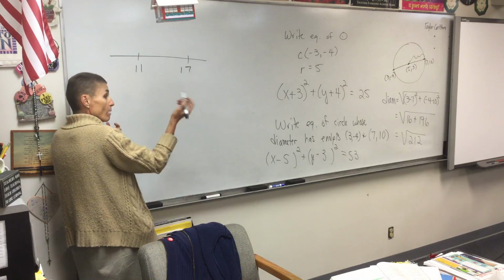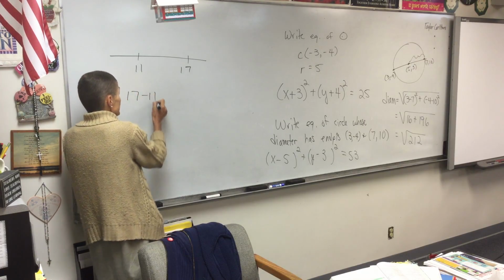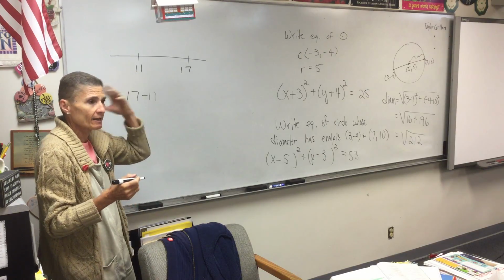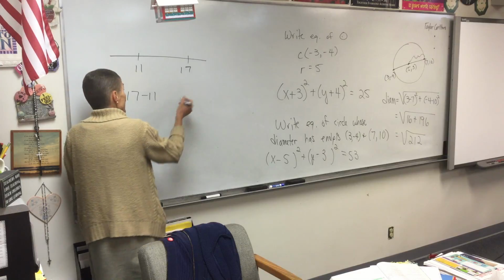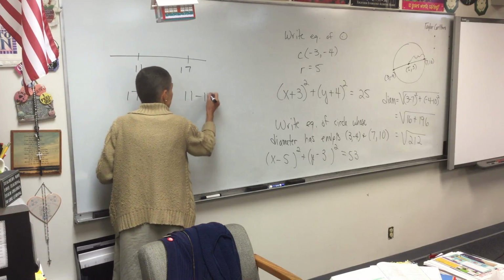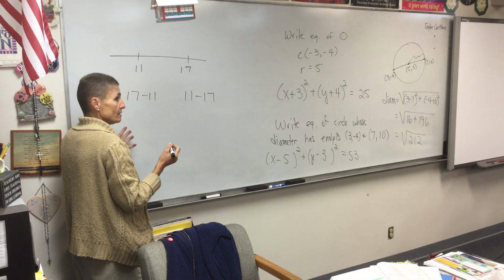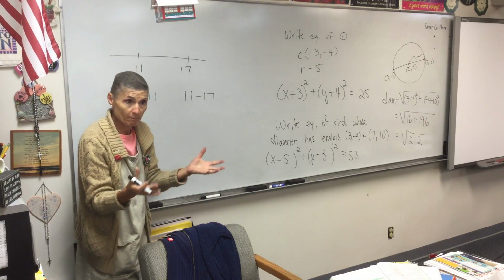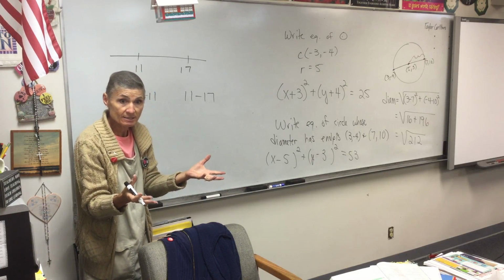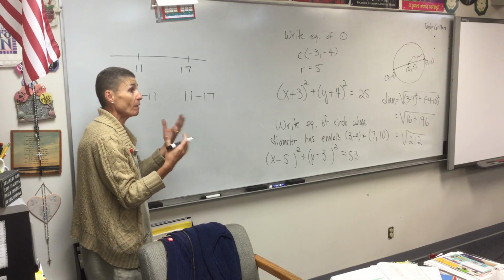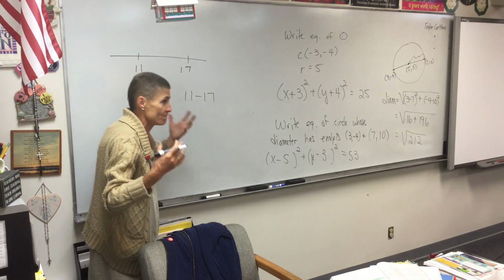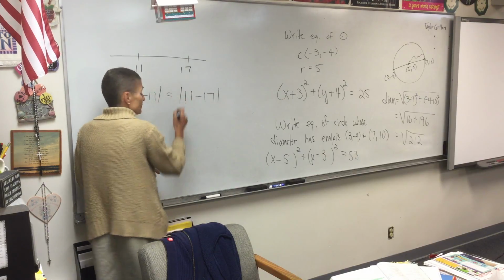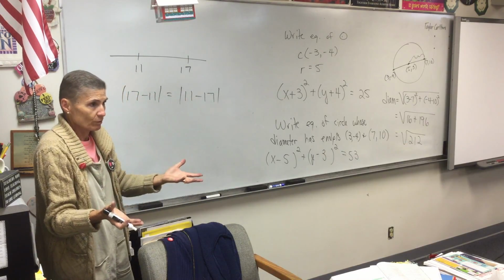Subtracting. So most of you probably did 17 minus 11. This all happened in your head. You just did it fast, you know, it's automatic. But somebody might have subtracted 11 minus 17, which is perfectly okay as long as you make it positive, right? If we're talking about distance. And to just artificially make it positive, we take the absolute value of it. Doesn't that just make whatever it is positive?